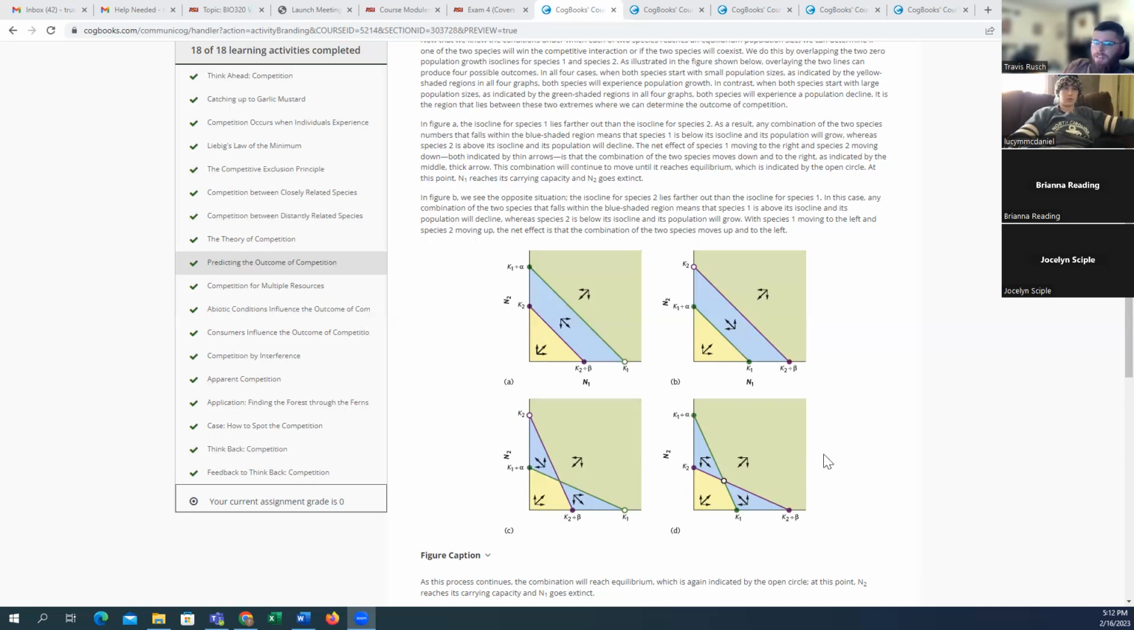Where do they coexist as far in relation to their carrying capacities? For this one, it looks like their carrying capacities are like below half for both of them. Yeah, exactly, right? So they're coexisting because neither species has reached its carrying capacity. So they have to coexist, they have to be held at lower than maximum numbers.